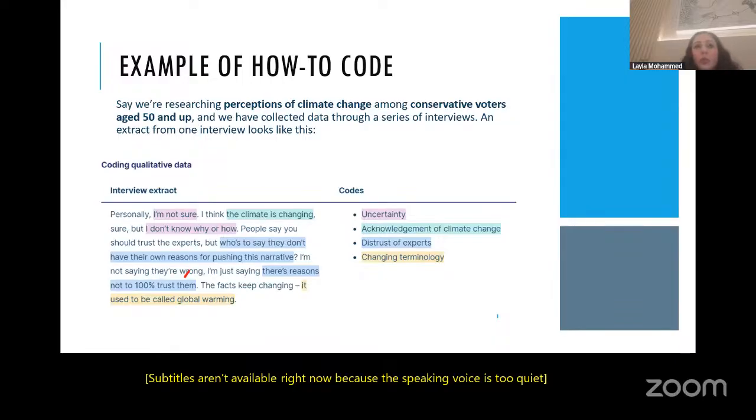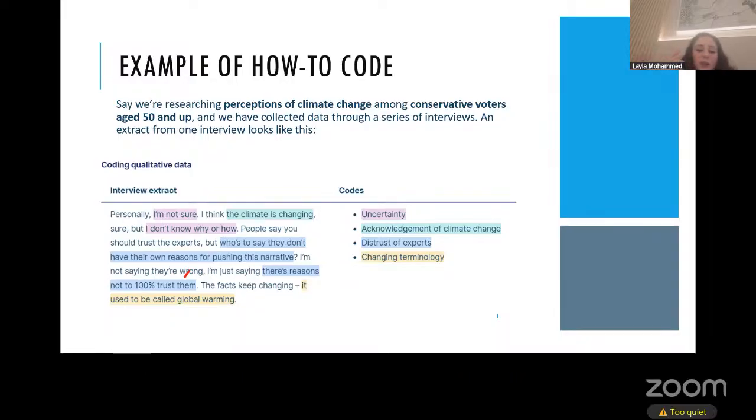So here we got, "I'm not sure." This is showing emotion, hesitant. Uncertainty. So this is being coded as 2 things here. We've got uncertainty. We got "the climate is changing," so acknowledgement of climate change. We got "who's to say they don't have their own reasons for pushing the narrative." Clearly very skeptical.